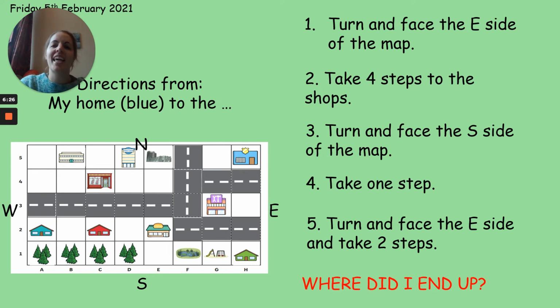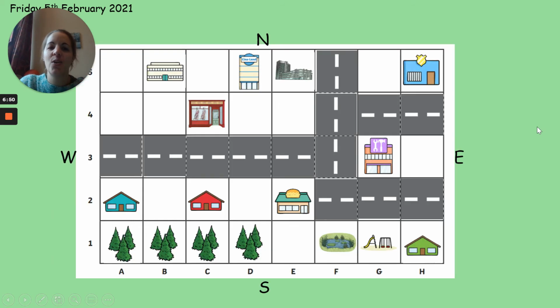So I'm going to quickly say the instructions again for you. And so put your finger on the blue in case you need to do it again. So you're going to turn and face the E side of the map and take 4 steps towards the shops. Then you're going to turn and face the S side of the map and take 1 step. Then you're going to turn and face the E side and take 2 steps. Where did you end up?